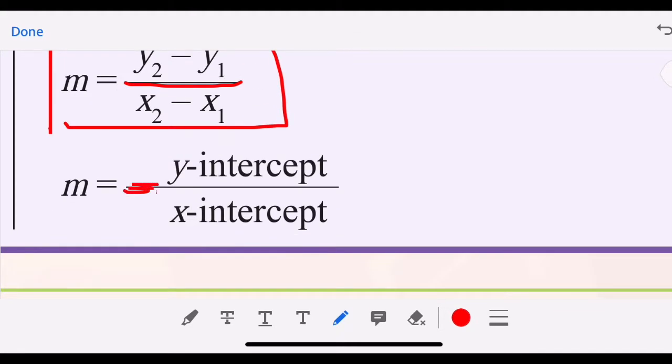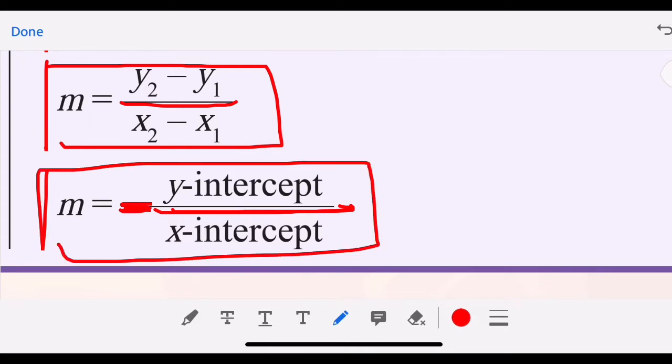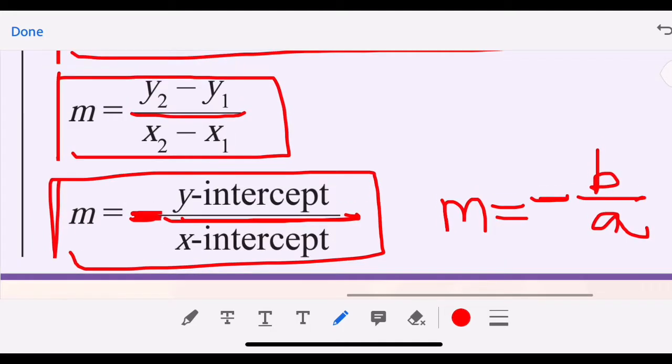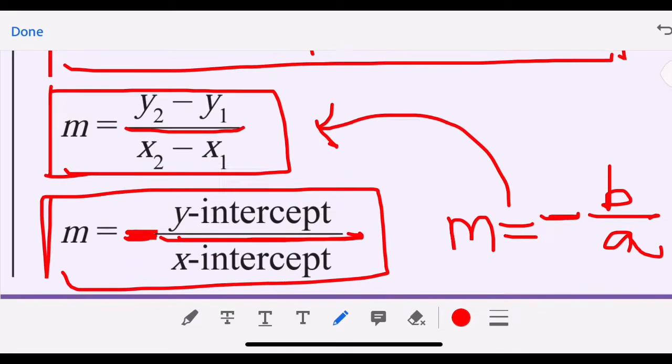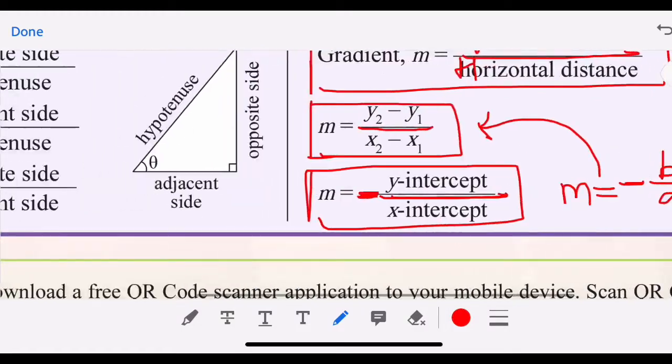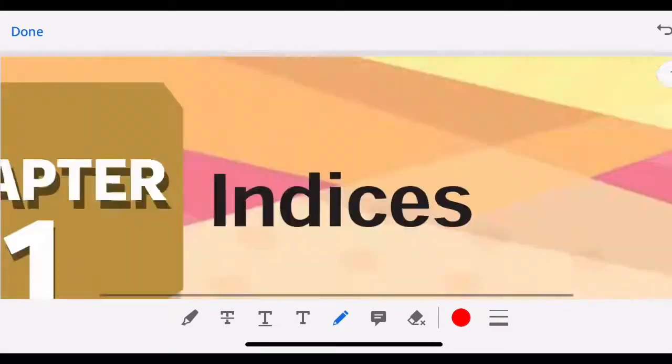Or we can say gradient is the y-intercept divided by x-intercept. Right, so we have two ways to find the gradient. It is either m equal to negative y-intercept over x-intercept. Remember, there is a negative, but if you forgot this formula, you can always start from the original formula, y2 minus y1 over x2 minus x1. So that's all for the formulae for the Form 3 syllabus.